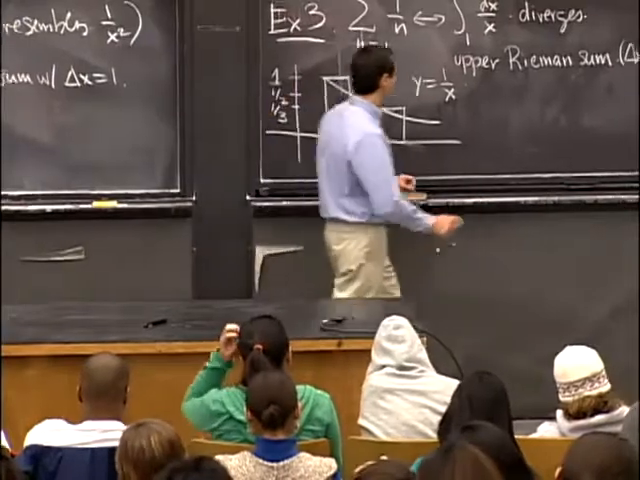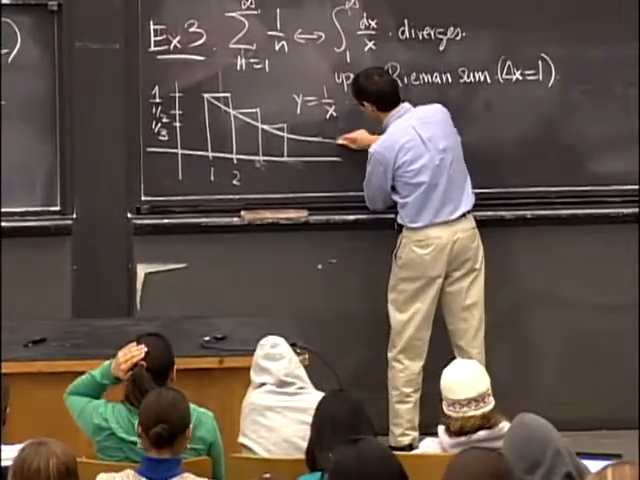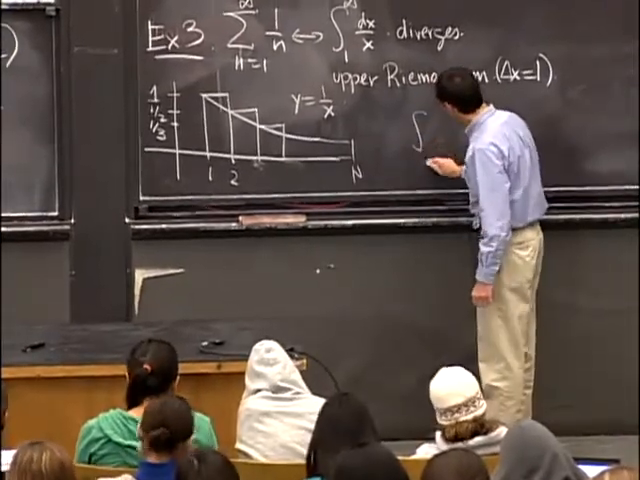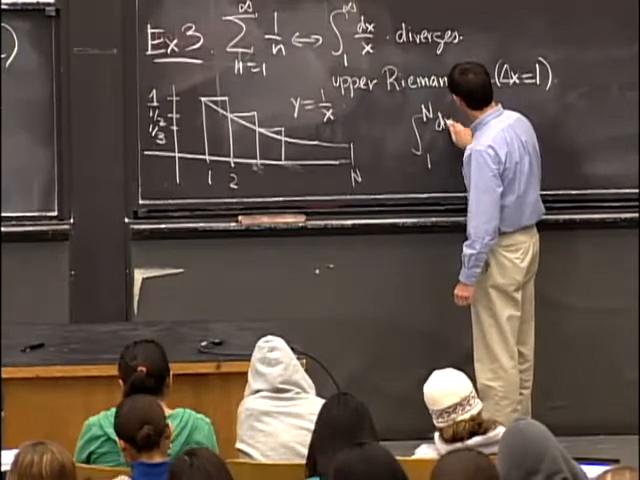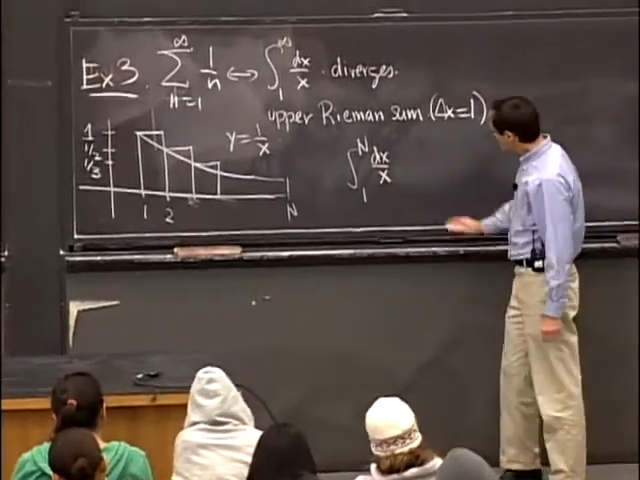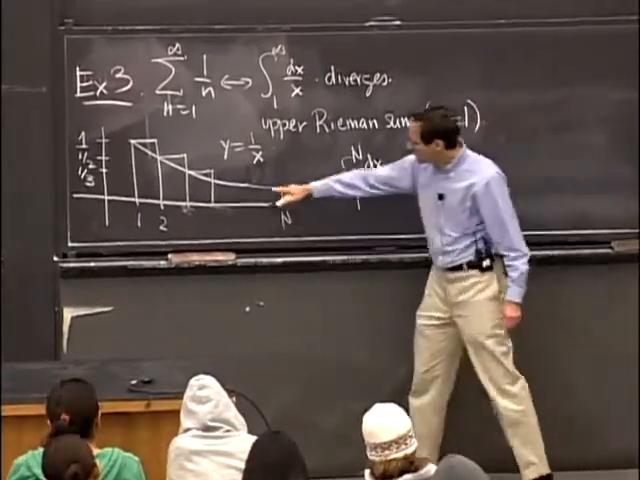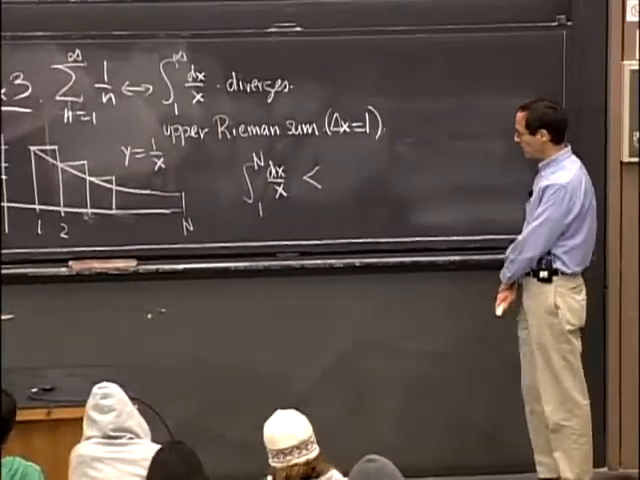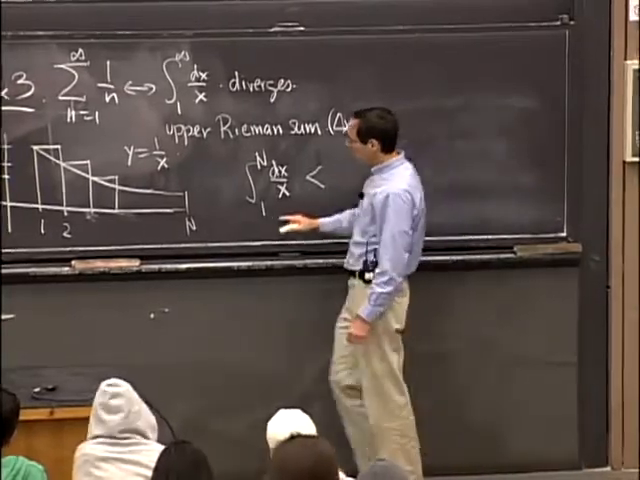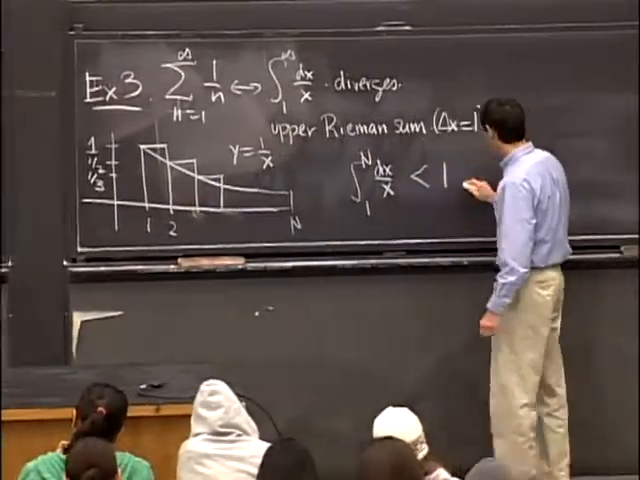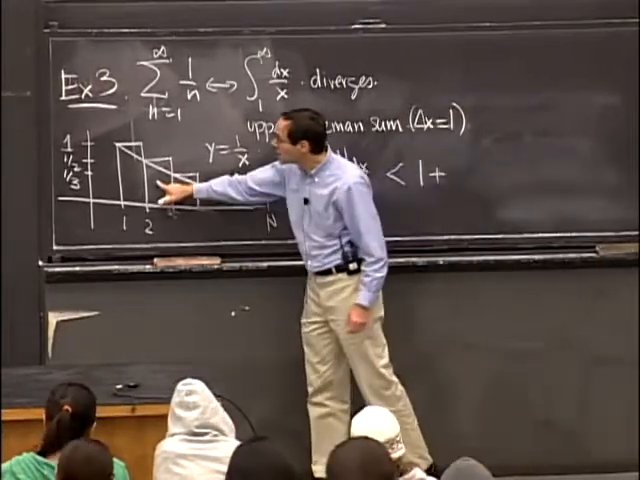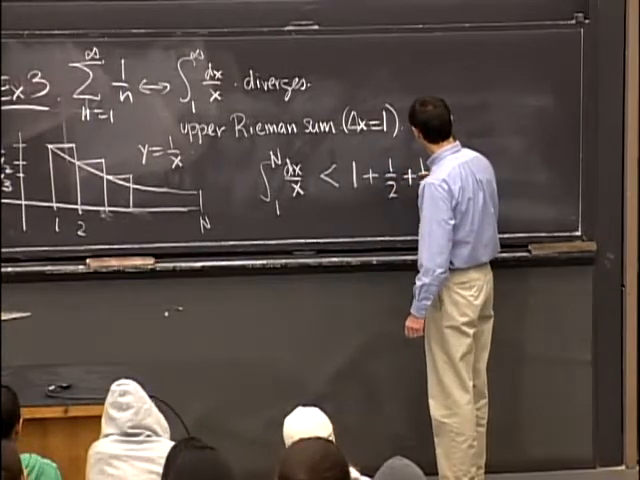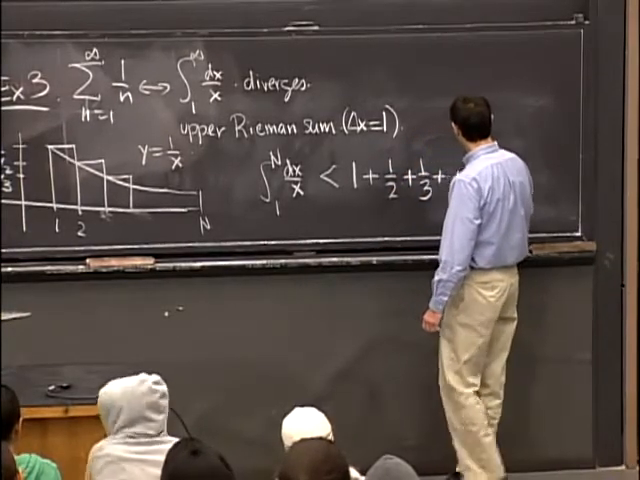And now I have the following phenomenon. Let's cut it off at the nth stage. So that means that the integral is from 1 to n of dx over x. And the Riemann sum is something that's bigger than it because the areas are enclosing the area of the curved region. And that's going to be the area of the first box, which is 1, plus the area of the second box, which is a half, plus the area of the third box, which is a third, all the way up to the last one.